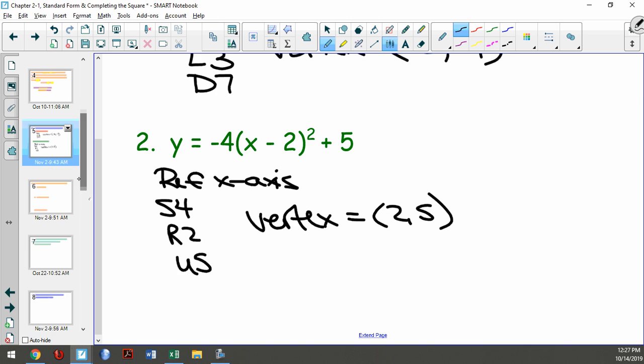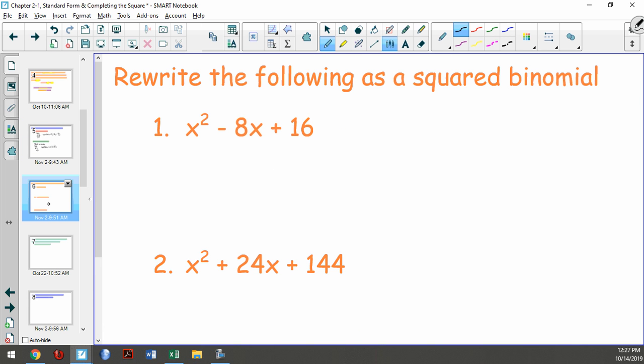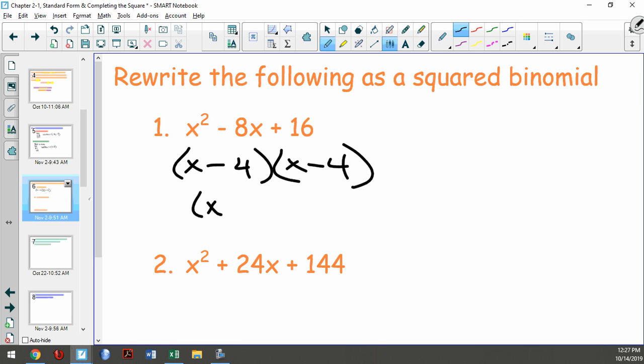So how do we go about that? Well, here's what we're going to have. Rewrite the following as a squared binomial. How do I write this as a squared binomial? Well, how would I factor this into 2 binomials? How do I break down x squared? How do I break down 16 to get 8? To give me minus, and that means I have x minus 4 quantity squared.